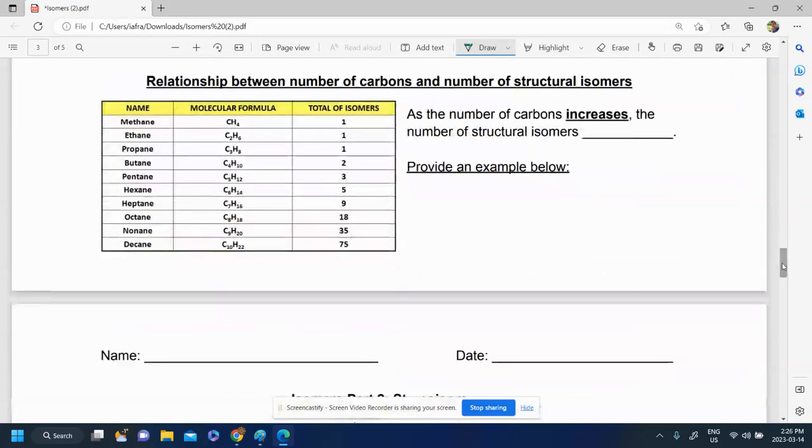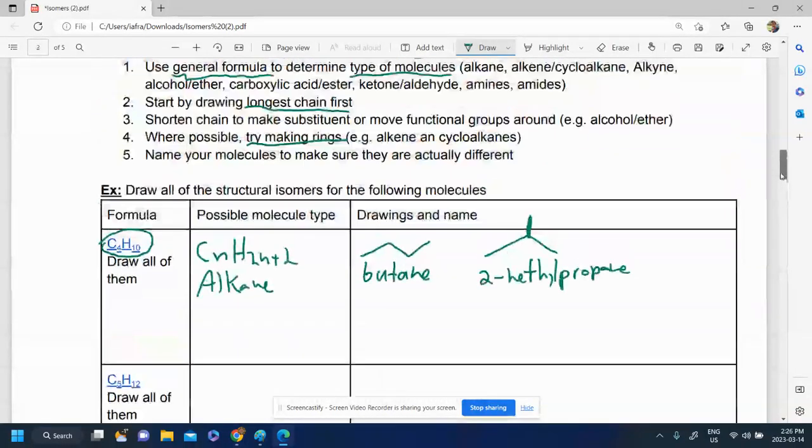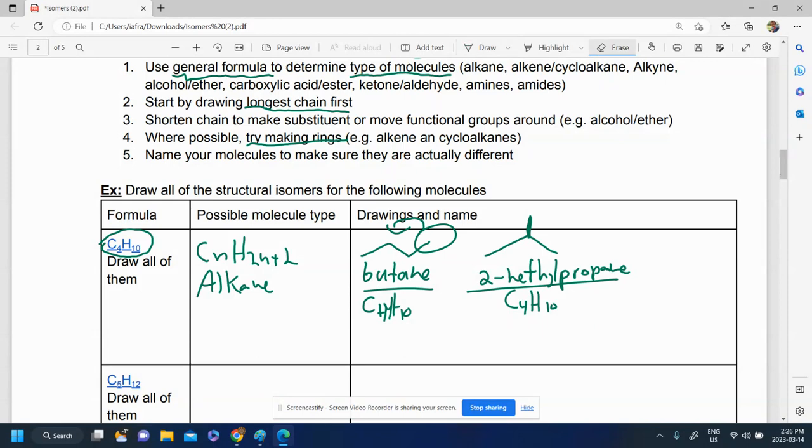If you take a look over here at this table, you'll notice butane only has 2 possible isomers. So I've drawn all of them. And I know they're structural isomers of each other because this is C4H10, and this is C4H10, and they have different names. So they have different bonding sequences where I basically just took this and put it here, roughly. And that gave me a structural isomer.